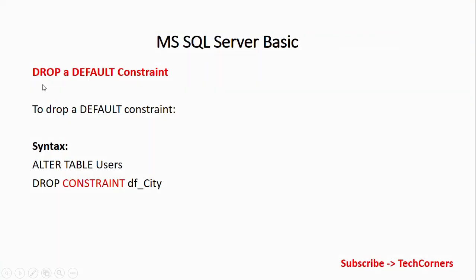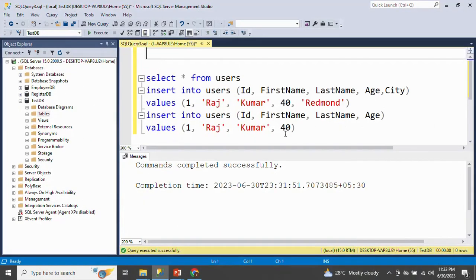So the last section of this tutorial is related to drop constraint. So to drop a default constraint, here is the syntax: alter table name. Let's say in this case we have users table, drop constraint, and the constraint name what we have given while creating the constraint. Let's see how we can drop in SQL. Open SQL. We already have this in the last command. Now we are going to drop it.